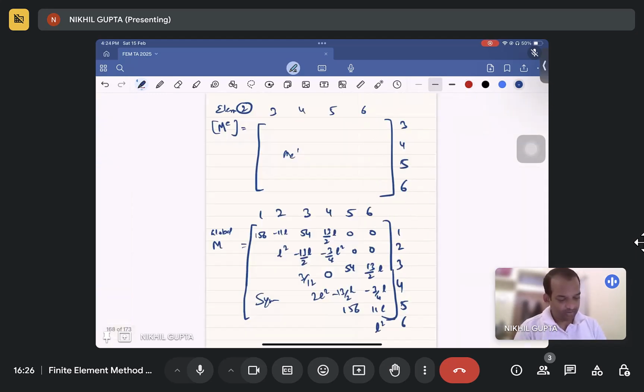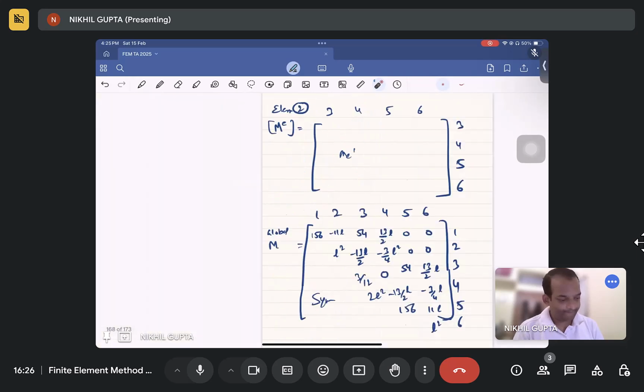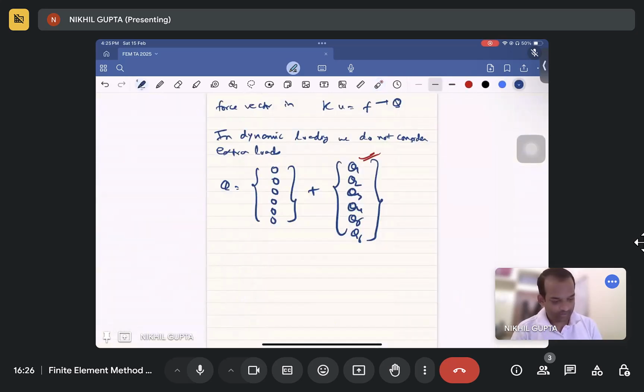So in this problem if you see, q1 and q2 are unknown because they are the reactions. q3 is unknown, but you know q4 is 0, q5 is 0, q6 is 0. Is it okay? Okay, correct. This is 0, this is 0, this is 0.